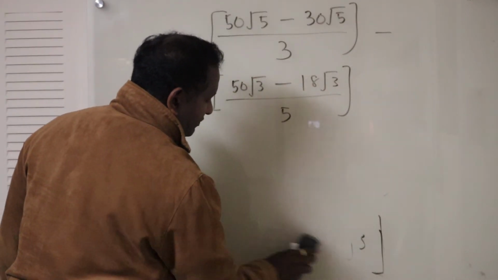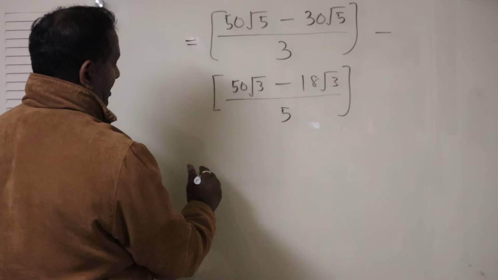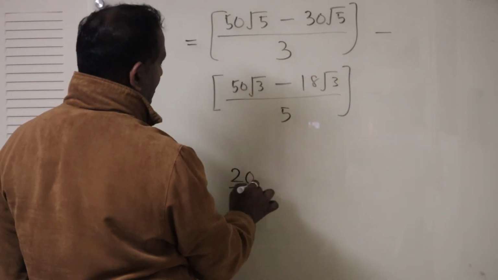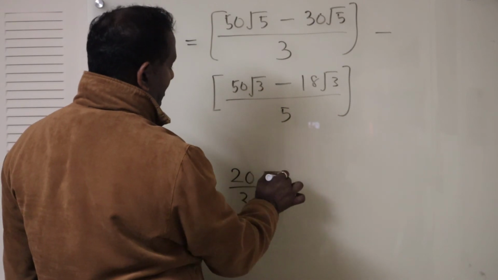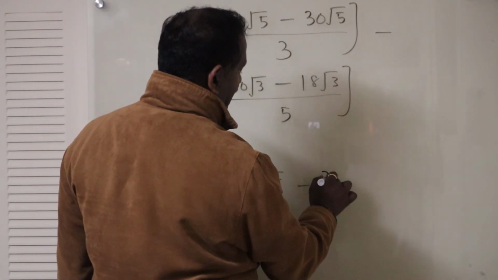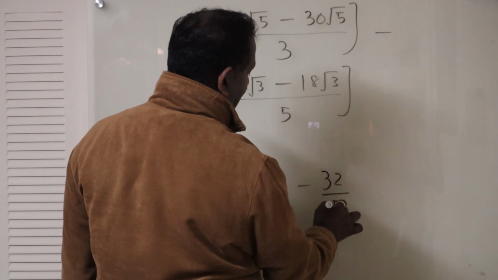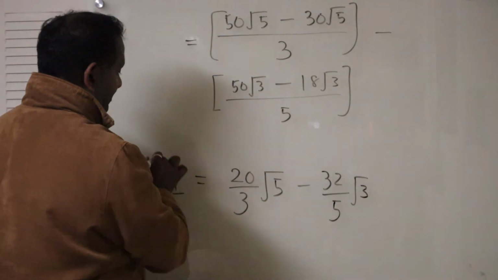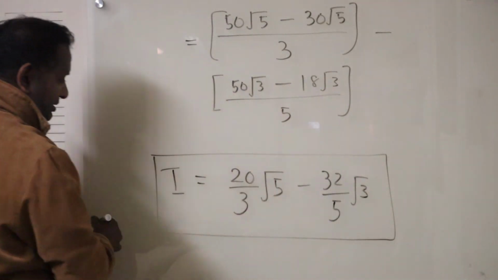Then let's simplify further. 50 minus 30 is 20, so 20 over 3 square root 5, minus 50 minus 18, 32 over 5 square root 3. See? Eventually, we're going to have an expression like this.